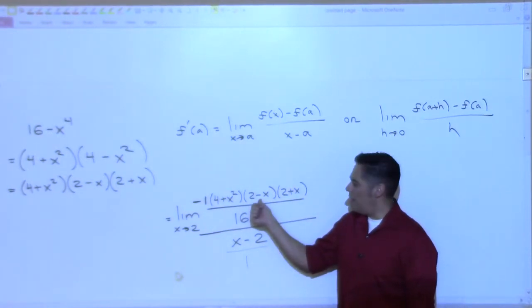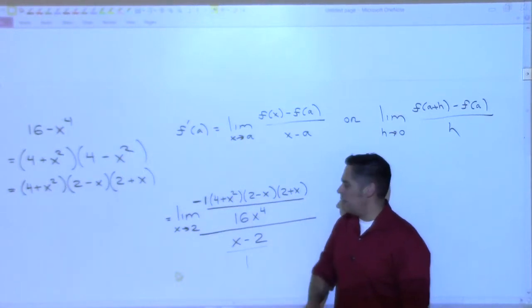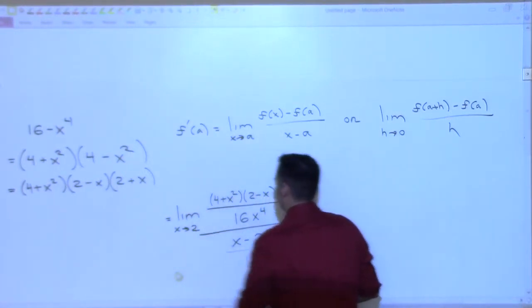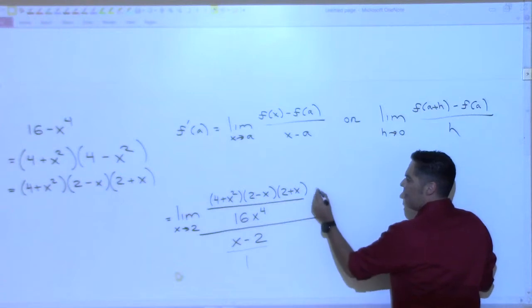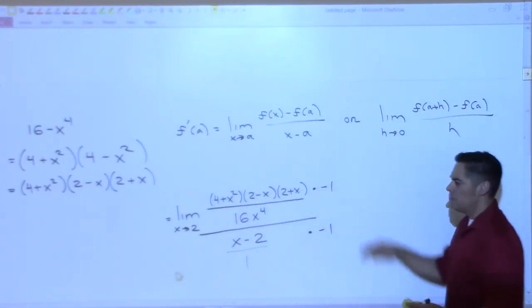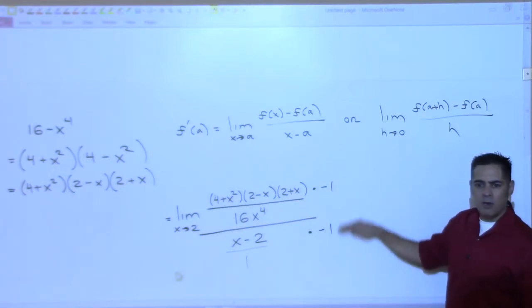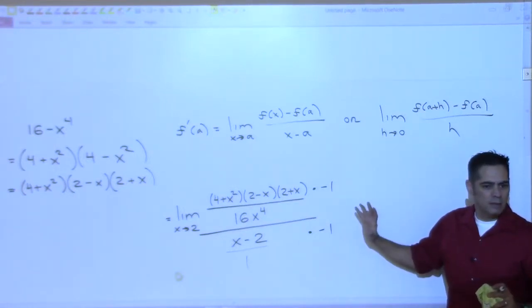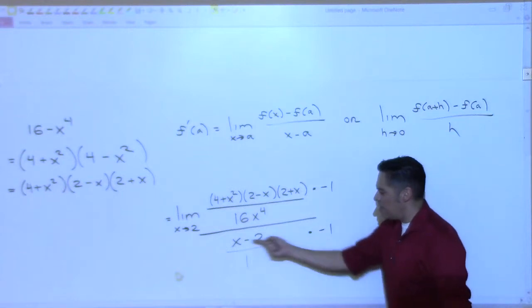I think students struggle with that. So I'm going to do this a little different, just for the sake of trying something different. If I multiply this by -1 and the bottom by -1, would that be fair? If I do that top one by -1 on top and bottom, would that be the same thing? Yes? Now what happens if I multiply the -1 through to this one?